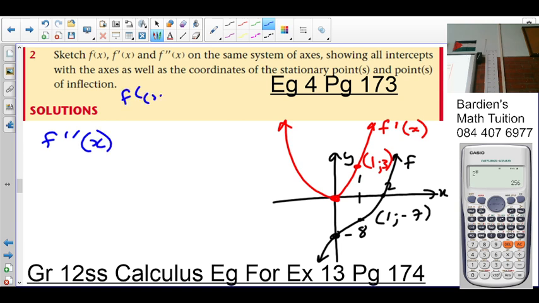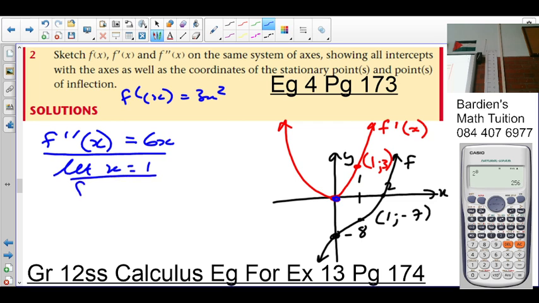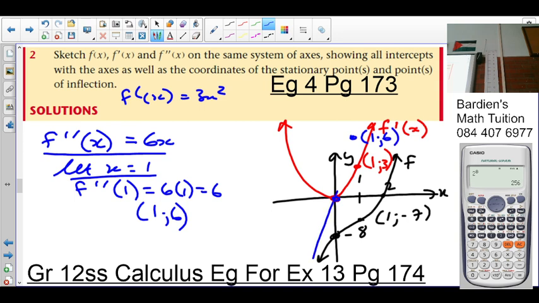Okay, and then the next part of the question is double dash of x. So f prime of x was 3x squared, so f double dash is going to give you 6x. So we go x-intercept at y equal to 0, we'll get 0. Y-intercept at x equal to 0, we also get 0. So what do we do? We let x equal 1. So f double dash of 1 is going to be 6 by 1, which is 6. That point of contact is 1 and 6. There's 1 and 6. And of course I take a ruler, and you'll see it will be an increasing linear function. And that is f double dash of x.